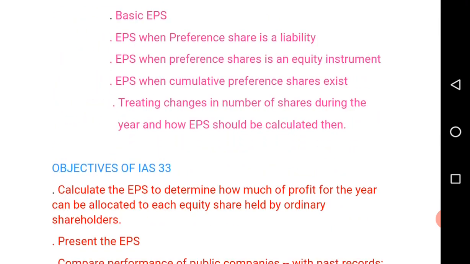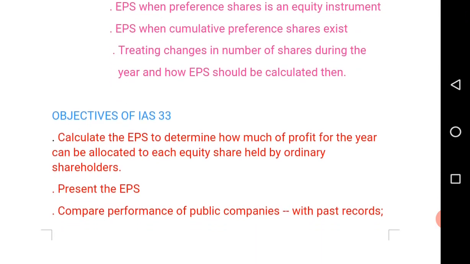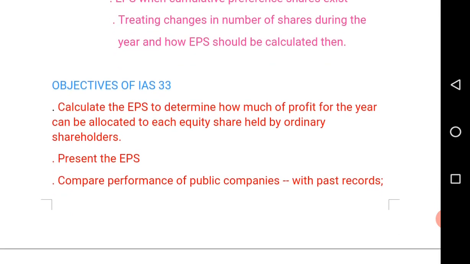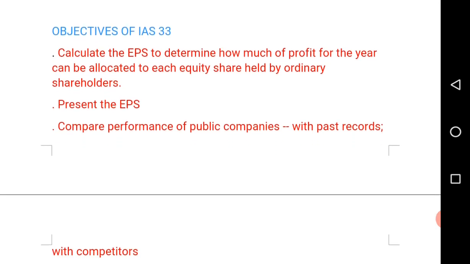Now objectives of IAS 33, or the aims of IAS 33, what IAS 33 wants to achieve is, the first is to calculate the EPS to determine how much profit for the year can be allocated to each equity share held by ordinary shareholders. The second is to present the EPS. Then finally here we have compare performance of public companies.